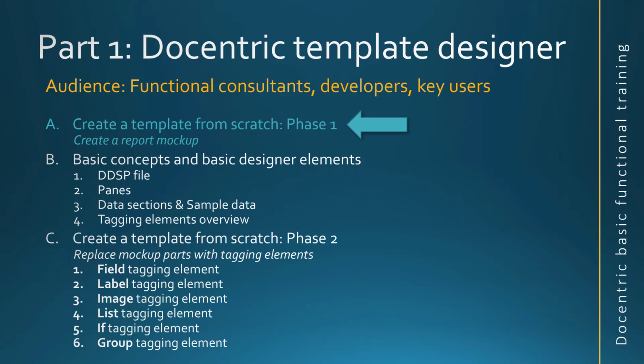Previously, we finished the first phase of creating a template from scratch. We started from a blank document and created a mock-up of a purchase order, a sample of what we would like to have when the purchase order is printed from our system. The result of that was a document like this.